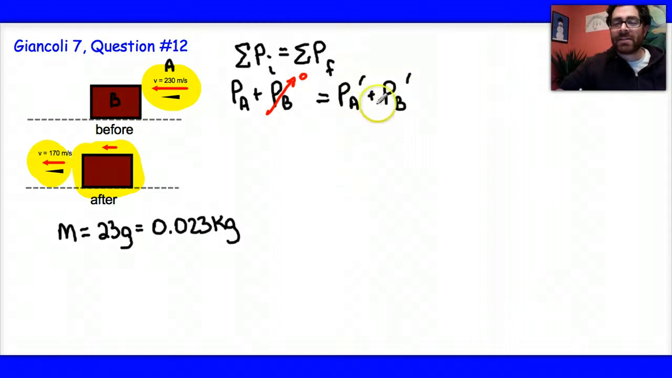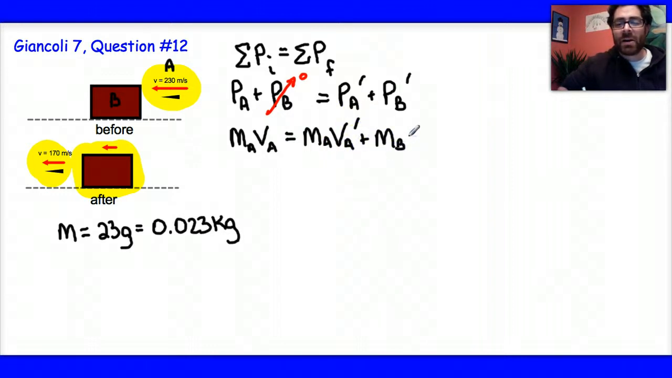Now I can't say that they stick together, so I'm not going to play that little game where the velocity of A and B after the collision must be equal to each other. That would be pretty crazy, by the way, if this block was moving to the left at 170 meters per second after the collision. That's not happening. Okay, so let's write this out. I get the mass of object A times the velocity of object A before the collision is equal to the mass of object A times the velocity of object A after the collision plus the mass of object B times the velocity of object B after the collision.